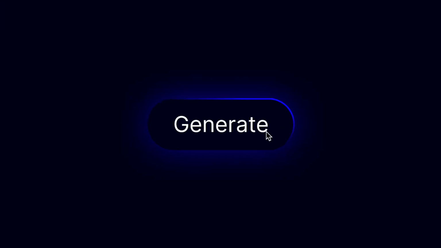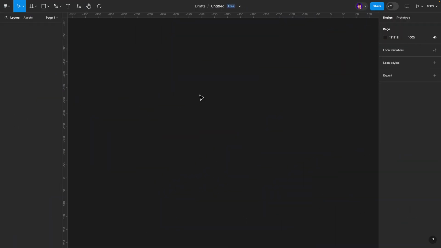In today's video, I'm going to show you how to create an animated glowing button in Figma. Let's dive in. First, let's start creating our button.